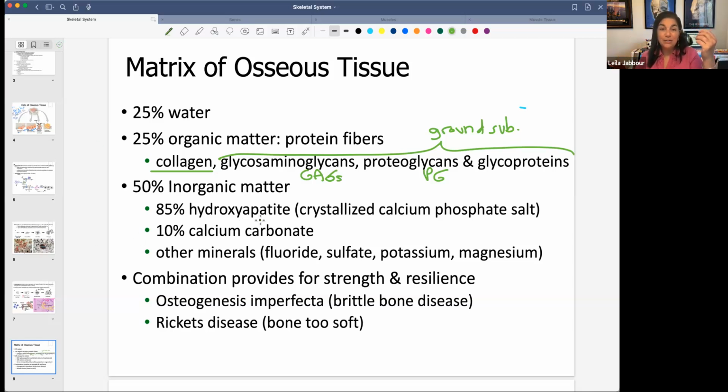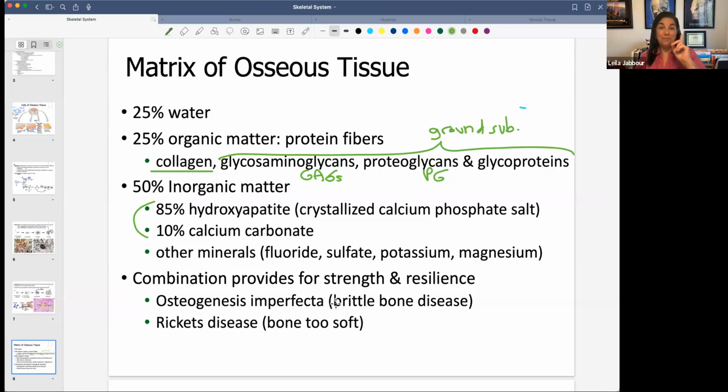85% of that inorganic matter is hydroxyapatite, which is crystallized calcium phosphate salts. So calcium phosphate is your most abundant form of calcium in bone. Calcium carbonate represents 10%, and then the remaining 5% of this inorganic matter is fluoride, sulfate, potassium, magnesium. So really, calcium is the main component of inorganic matter. I mean, 95% of inorganic matter is calcium.